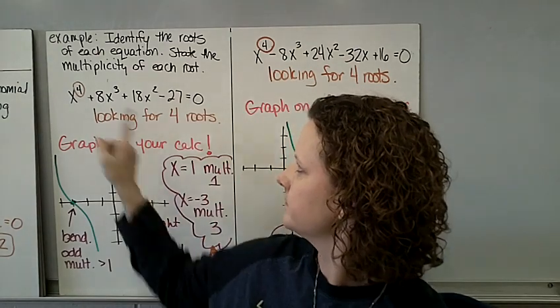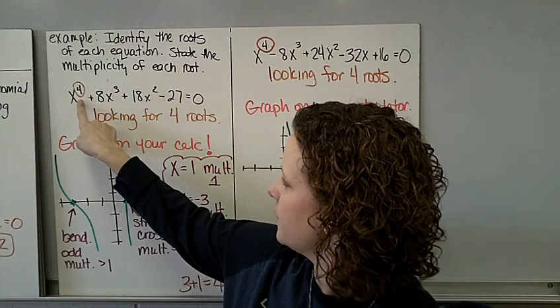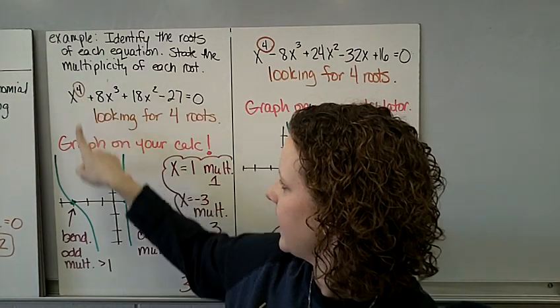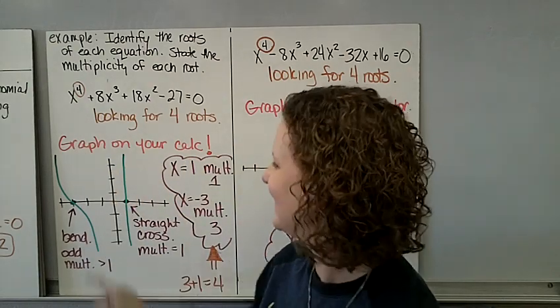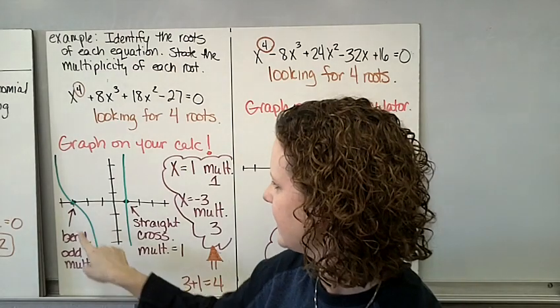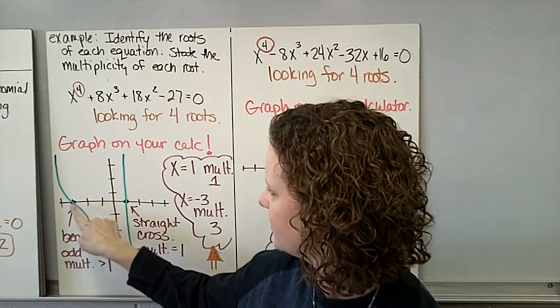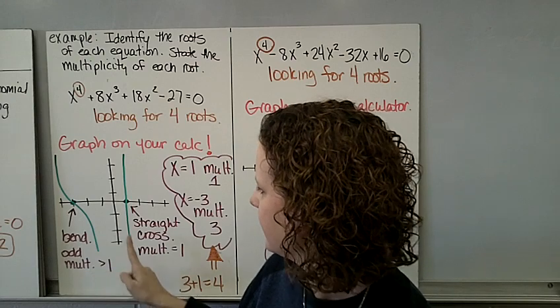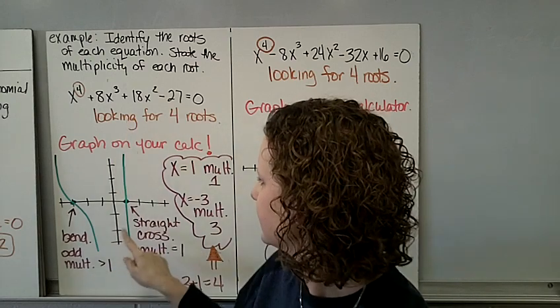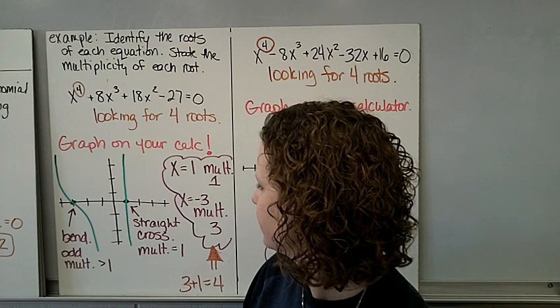Okay, 2 more. Identify, so we're looking for 4 roots. Graph it on your calculator. That's what my calculator looked like. I have a very slight bend at negative 3, so I have an odd multiplicity greater than 1. And I have a straight line at x equals 1.